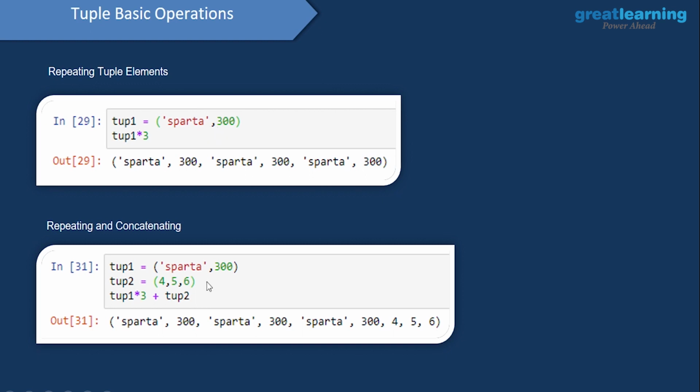Now we can also perform repeating and concatenating at the same point of time. So here we have TUP1 and TUP2. So first what I am doing is I am repeating the elements which are present in TUP1. So here when I use TUP1 into 3, the elements are repeated 3 times. So I have Sparta 300 repeating 3 times. Then I am attaching or concatenating TUP2 at the back end of this.